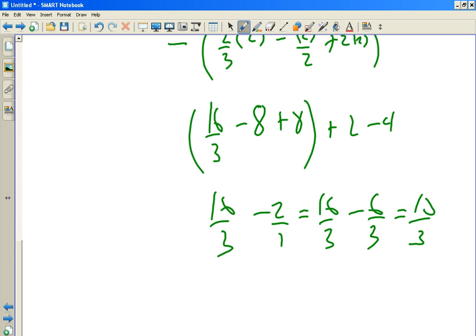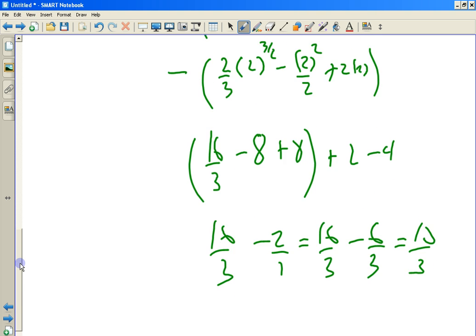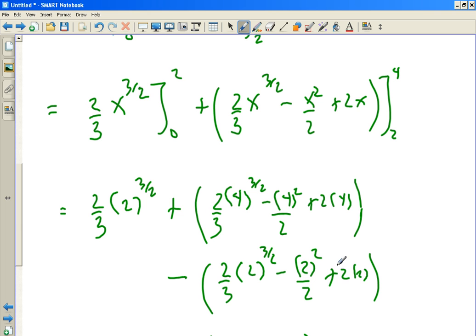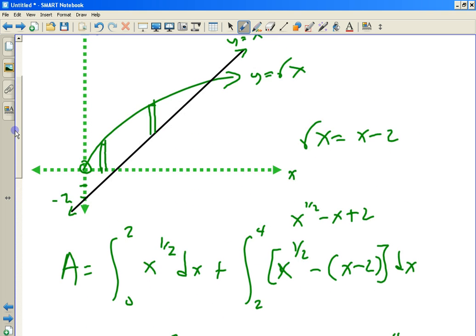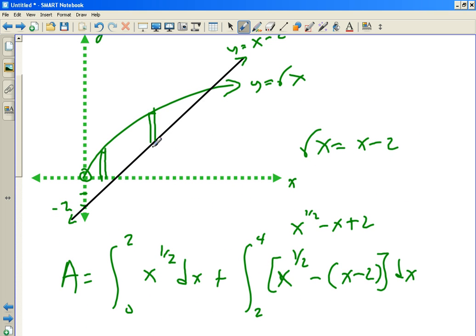Alrighty. Fine. But wait, there was an easier way. Was there not? Look at this. Look at all the work you did to integrate this piece, right?